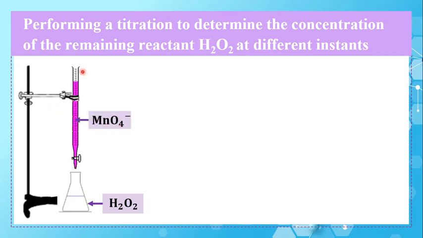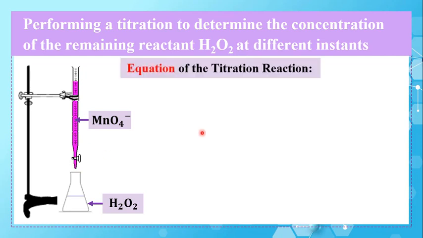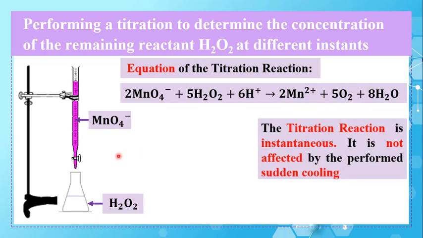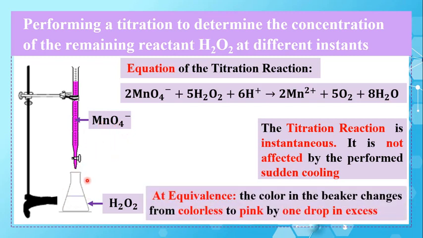MnO4- is put in the burette. The equation of the titration reaction is the following. Also, the titration reaction is very fast, so it is not affected by the sudden cooling that we have performed previously. We start the titration, and MnO4- will be added to the Erlenmeyer, and at equivalence, the color in the Erlenmeyer will pass from colorless to pink or very light violet, which is the color of MnO4-, by the excess of 1 drop.